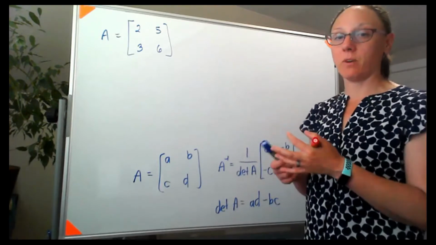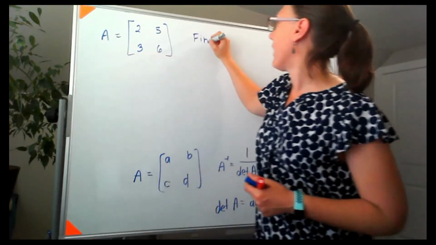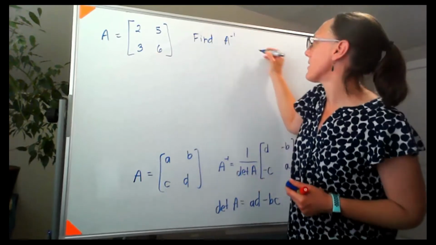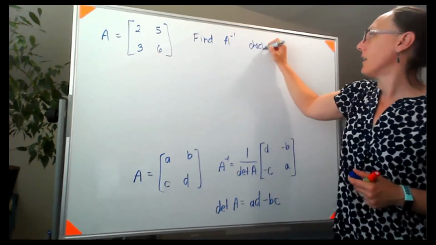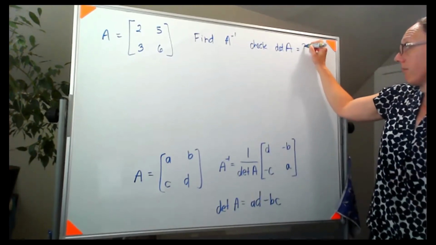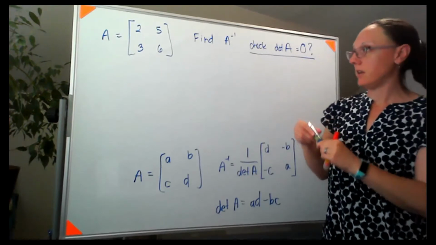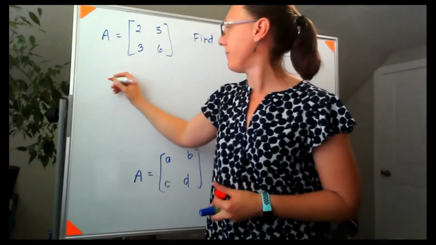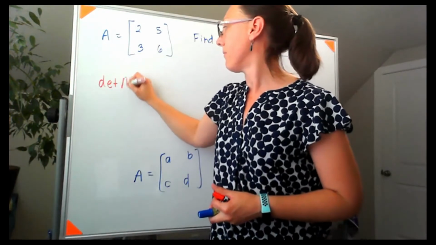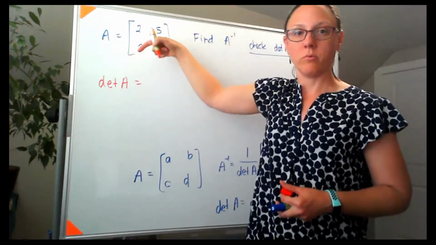So the first thing I'm going to do is to check. So I'm going to find A inverse. I'm going to check for the determinant of A. So our determinant is equal to whoosh, minus whoosh.